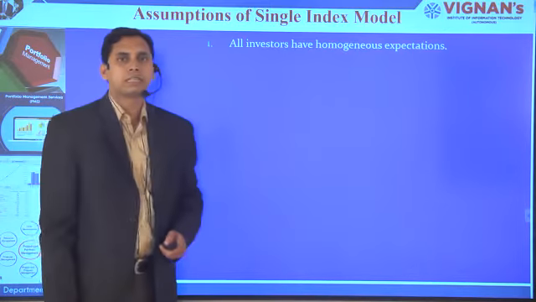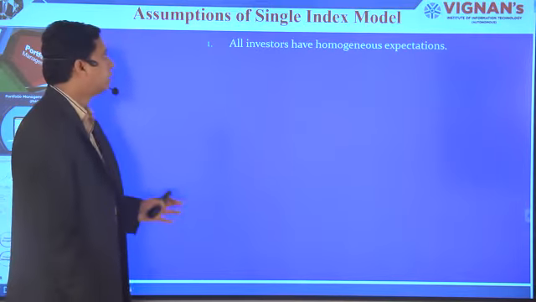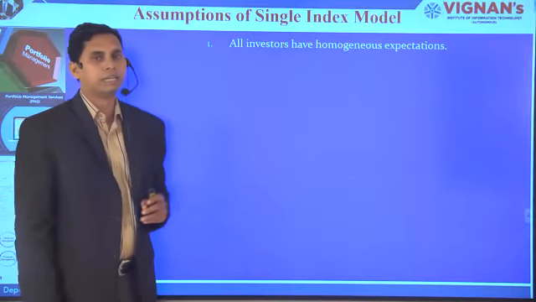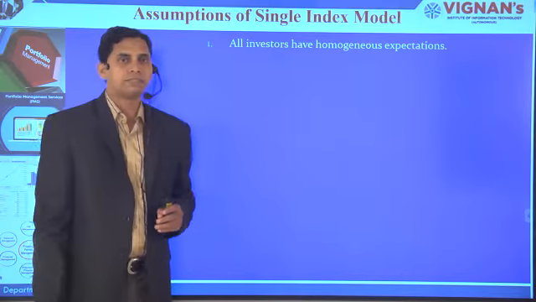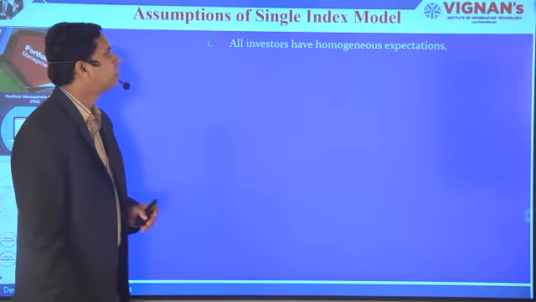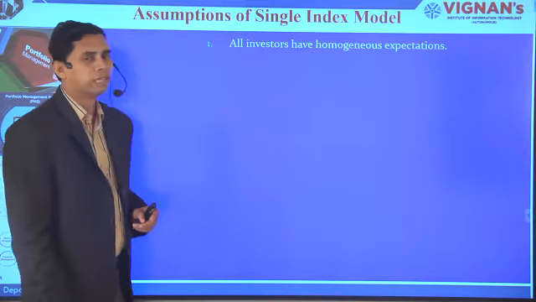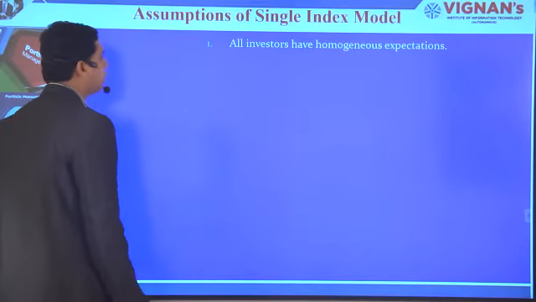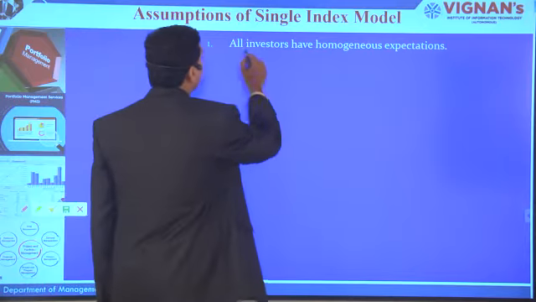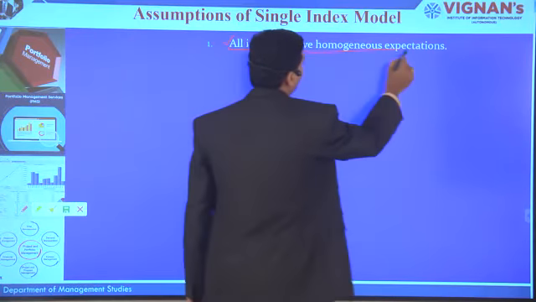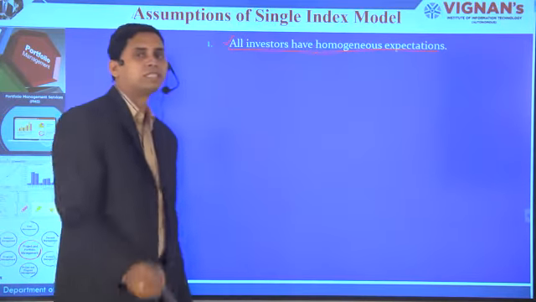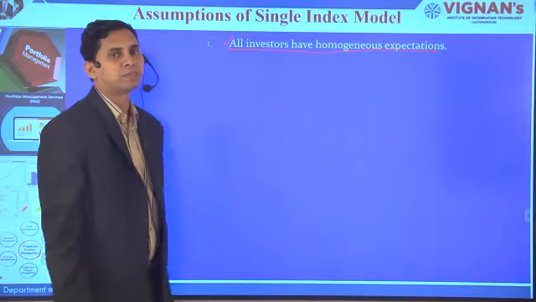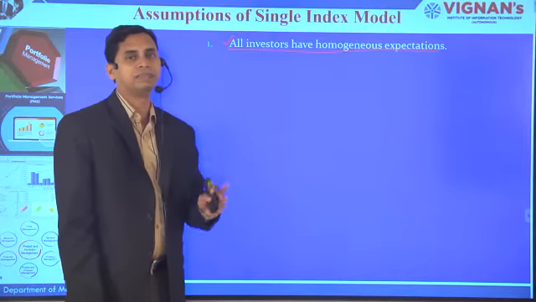Now let us think about the Sharpe single index model. There is a set of limitations for this particular Sharpe single index model. The first limitation is that investors have homogeneous expectations. Same or similar kinds of expectations are held by all the investors.